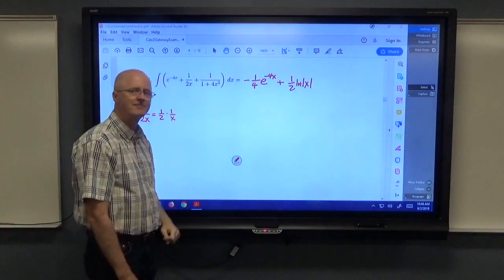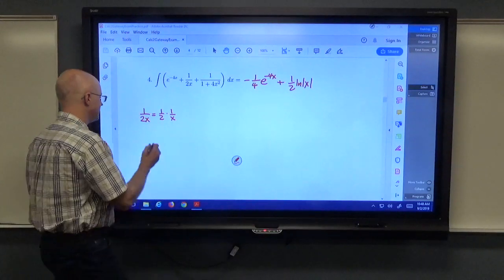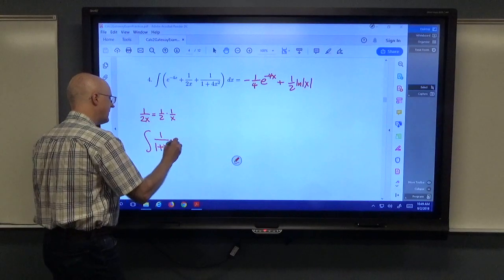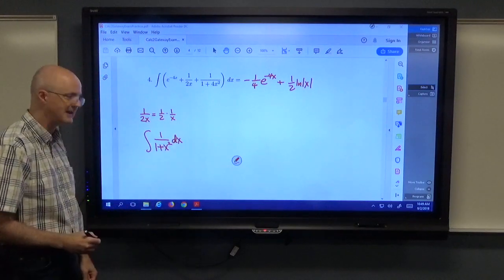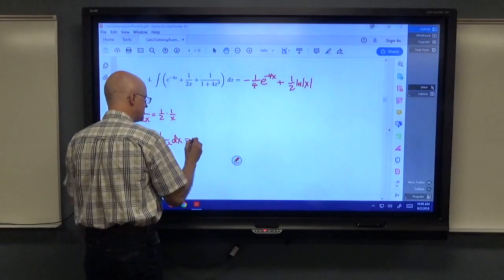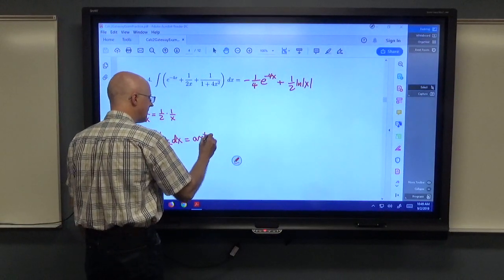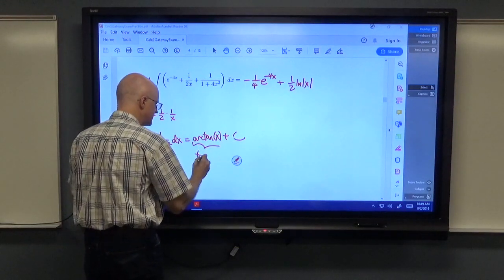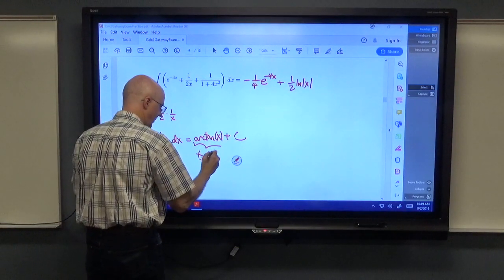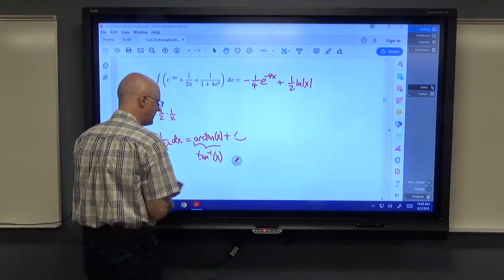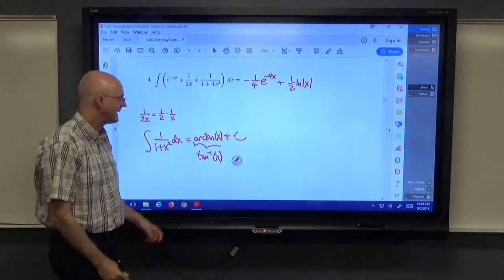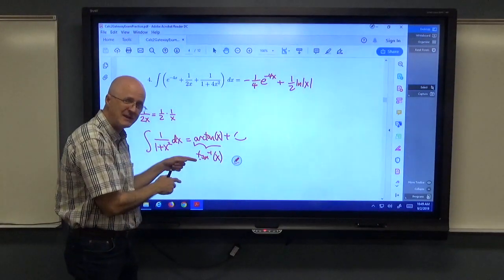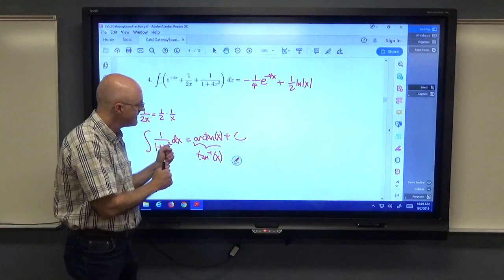What about this one? That one looks hard. It is based on a memorized integral. You should memorize this one, that the integral of 1 over 1 plus x squared dx is arctangent of x plus c. Or this could be written as inverse tangent. Like that. Either way is okay. Again, these mean the same thing. This does not mean 1 over tangent because that would be cotangent. Those are different. Don't forget your plus c.